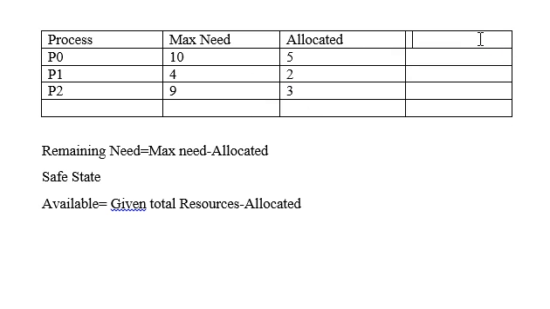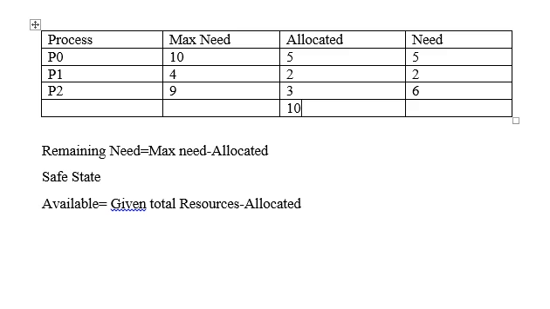So first step, if you remember, we had started by calculating the need column. The need column was max need minus the allocated, so that was 5, 4 minus 2 is again 2, and 9 minus 3 here is 6, right? Next we had done the summation of the allocated, so the allocated summation here would be 5 plus 2 is 7, plus 3 is 10.